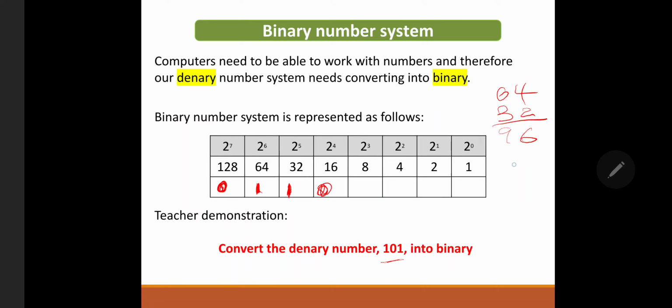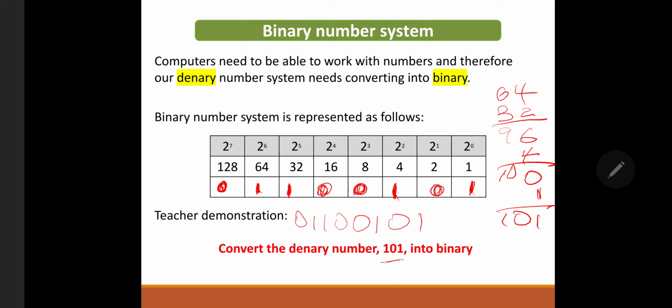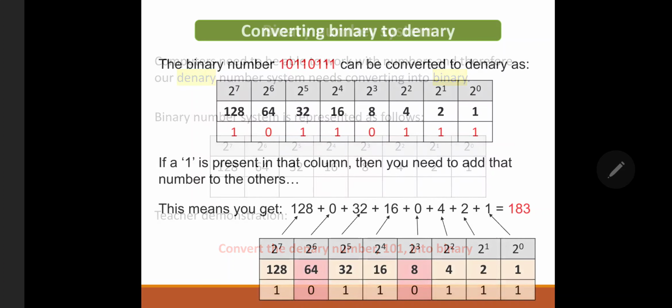Can we use 8? If we put 8 here, will it be greater than 101? Yes, it will. So let's not use that. Can we use 4? Let's try 4. This will give us 100. So yes, we can. And we can't use 2 because this will give us 102. So we're going to put a 0 here, but we can use 1 here. Lovely. So if you add these values together, you should get 101. So the binary sequence for 101 is this lovely value here. Lovely. All right, let's move on.